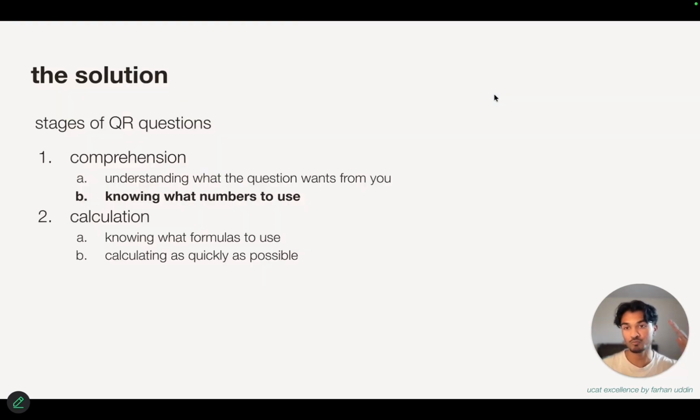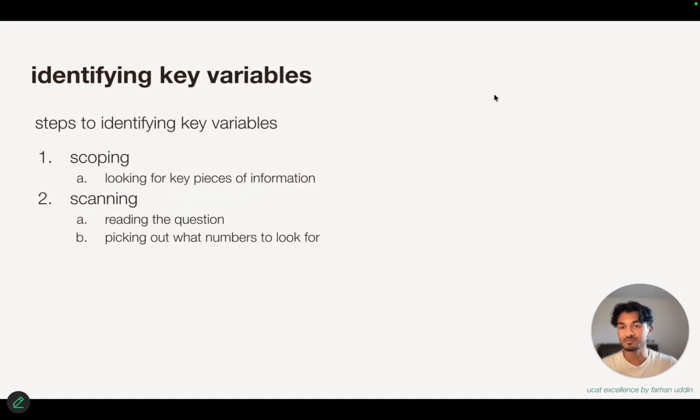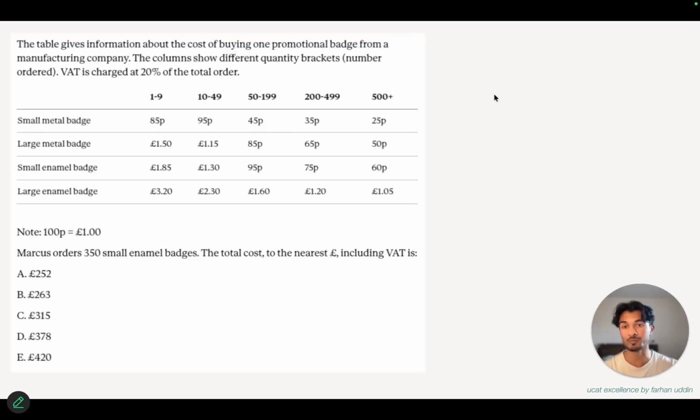If we remember back to the stages of QR where there's comprehension and calculation, then we know that one of the steps is knowing what numbers to use. So let's go through exactly that. When it comes to identifying the key variables, there are 2 steps. Number 1 is scoping, which is looking for key pieces of information within the stem itself, and scanning, that is reading the question and picking out the numbers that you need to actually answer the question. So let's go through scoping to begin with.